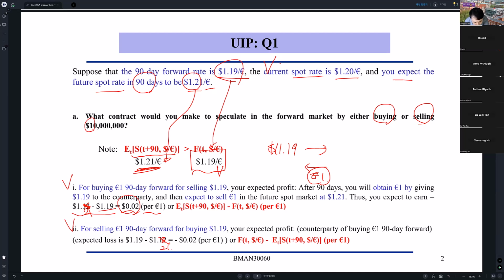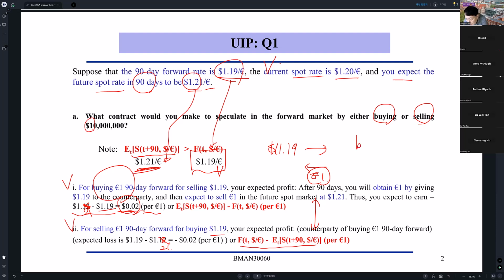The counterparty of this guy, the guy selling €1 90-day forward for $1.19, will get this as a loss, right? The zero-sum game. We talked about this in the lecture. So buying euro forward, you will get profit. If you sell euro forward, you're gonna get an expected loss. So obviously you're gonna choose this one. Then in terms of dollars, are you going to buy or sell $10 million? You need to know this.